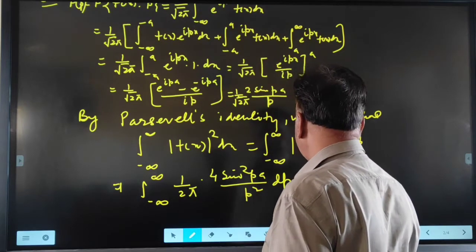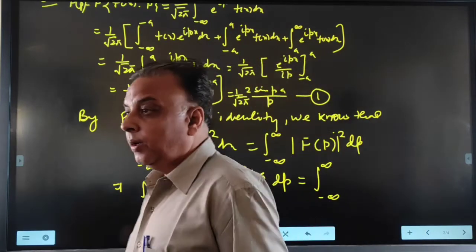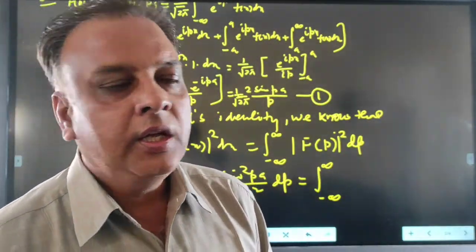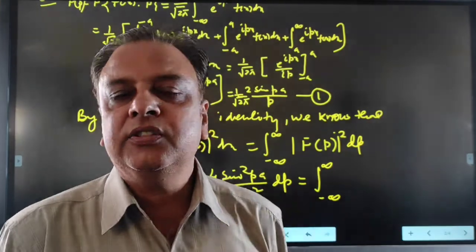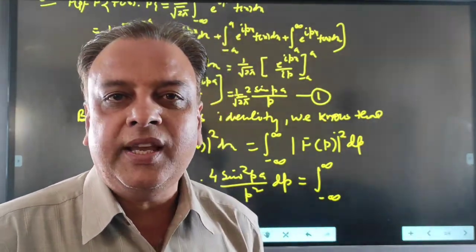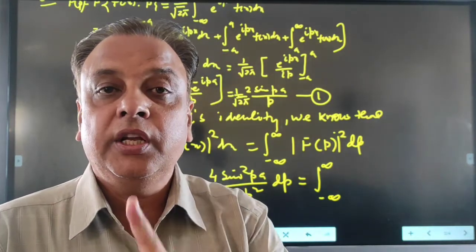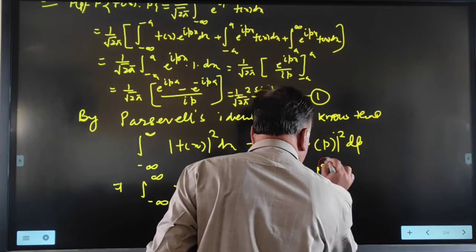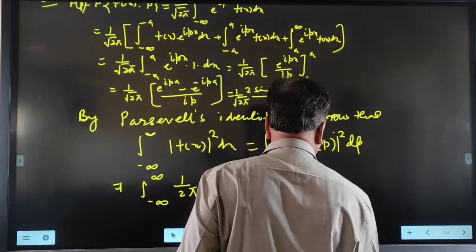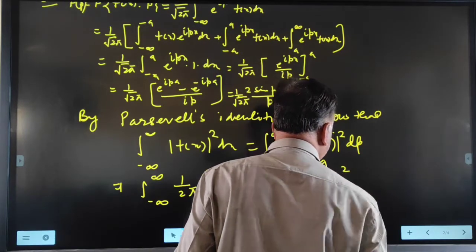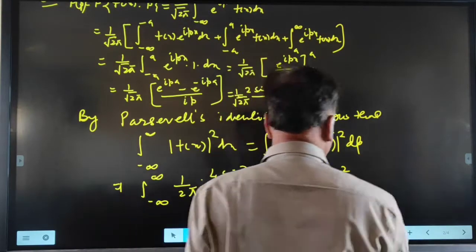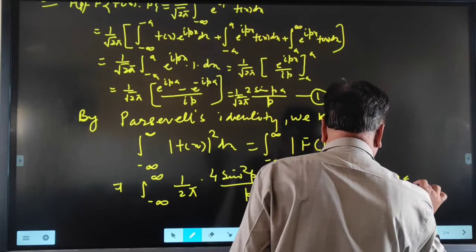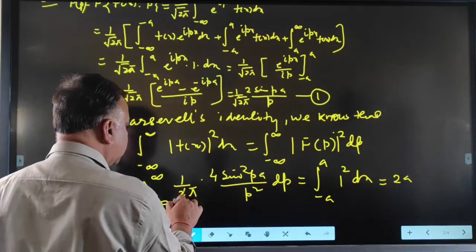This is equal to the integral from minus infinity to infinity of mod f(x) squared. Now we have to put the value of f(x). The function is given as 1 if x lies between minus a and plus a, and otherwise 0. So the interval minus infinity to infinity reduces to minus a to a, and the value of the function is 1, so 1 square dx. Solving this, we get 2a.